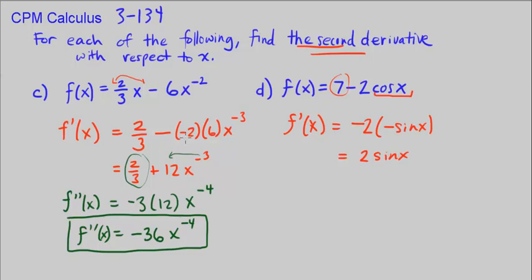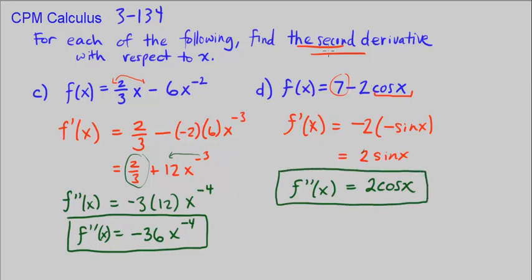All right. F double prime of x is going to be the derivative of this. Well, the derivative of sine is cosine, right? So this is just going to be 2 times cosine x. And that's f double prime of x, the second derivative of f with respect to x. All right. And that ends CPM Calculus Chapter 3, number 134.